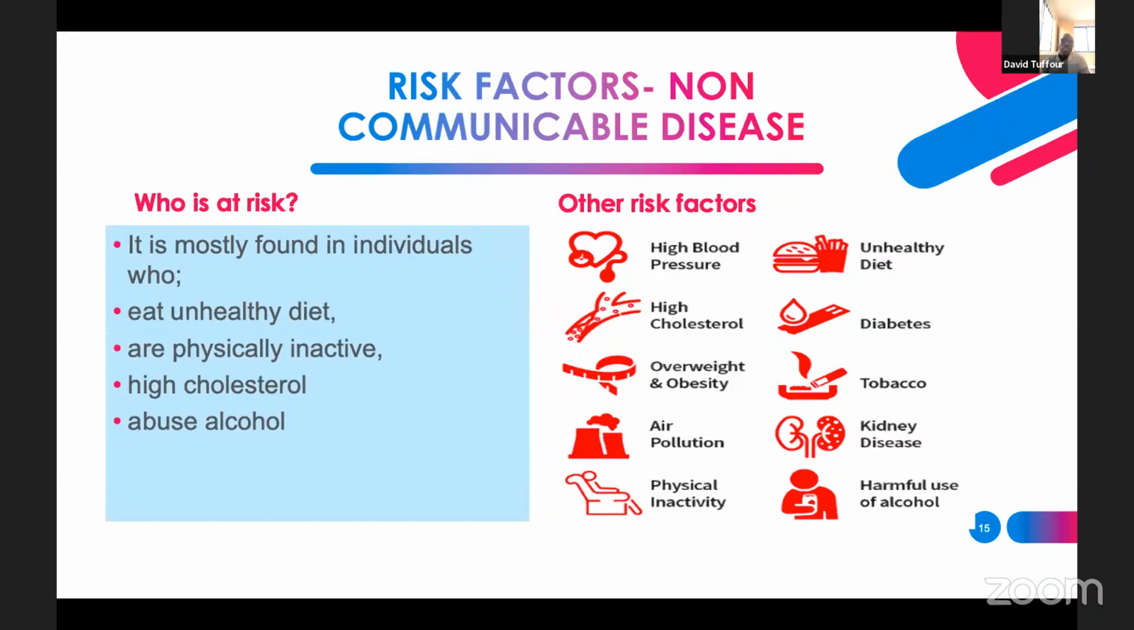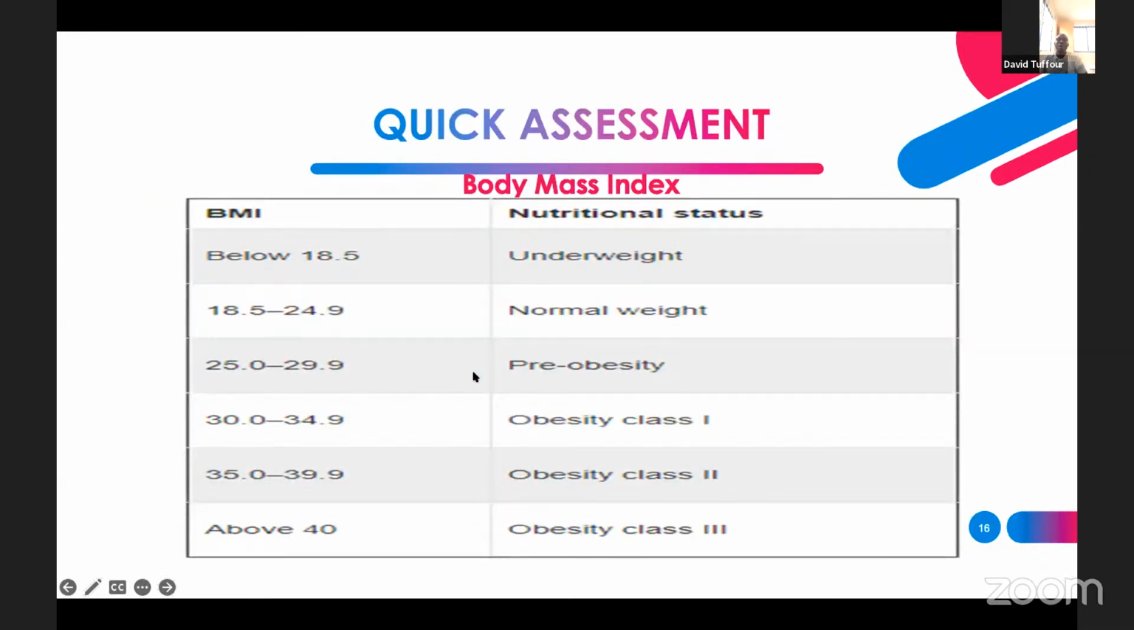Now, who is at risk? Who is at risk of non-communicable disease? It's mostly found in all individuals, actually, but the individuals who are at most risk are people who eat unhealthy diets, people who are physically inactive, people who have high cholesterol, and people who abuse alcohol. There are other risk factors, as we proceed, you'll realize there's also overweight and obesity, which is another pandemic since the 90s. It has become a global issue of concern.